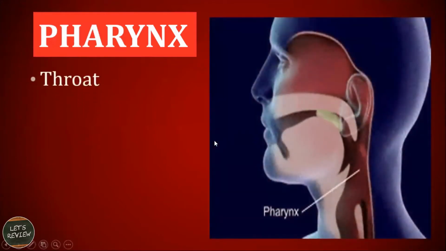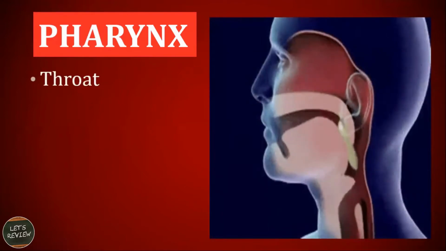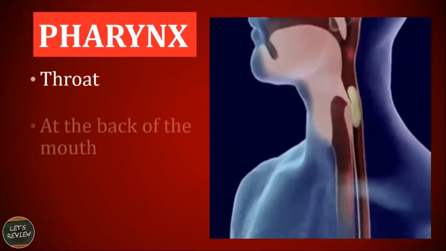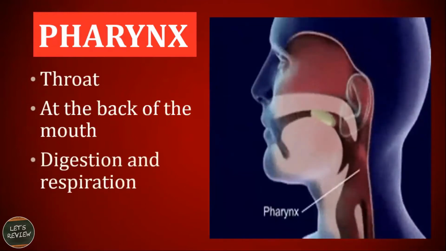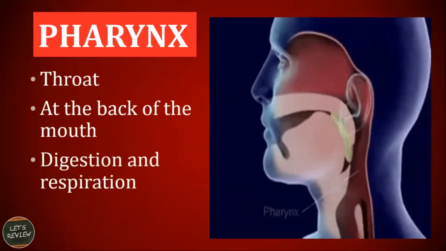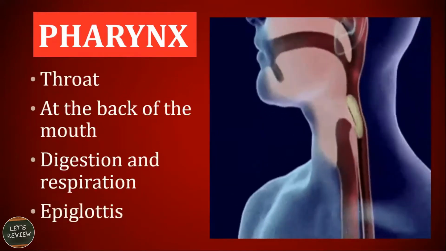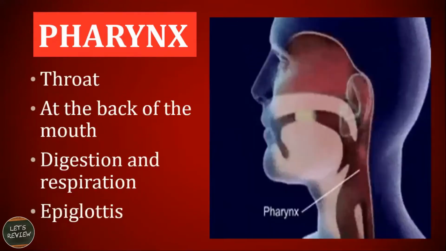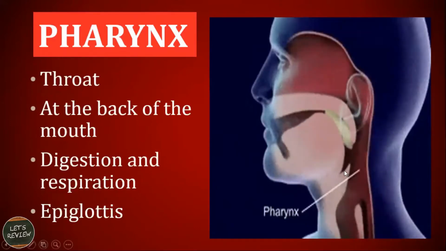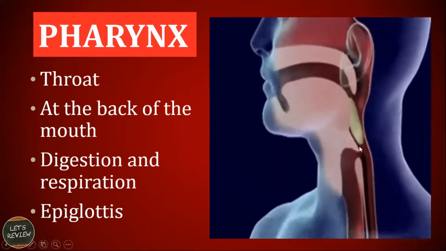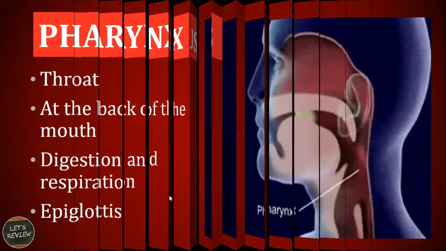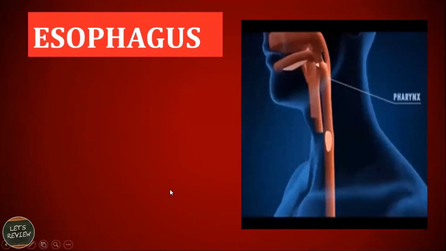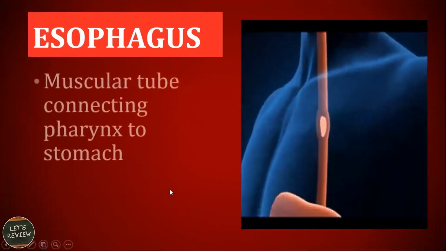The next part of the alimentary canal is the pharynx, also known as the throat. It is located at the back of the mouth. This is where digestion and respiration happen. It has a covering for whenever you swallow, a flap of tissue that covers the trachea whenever the food is swallowed down to the esophagus. That's the epiglottis.